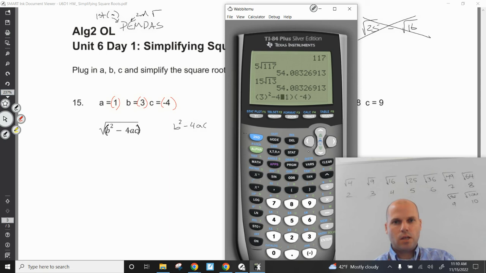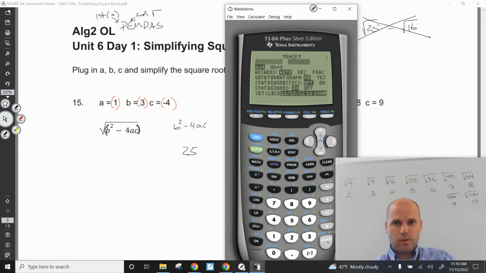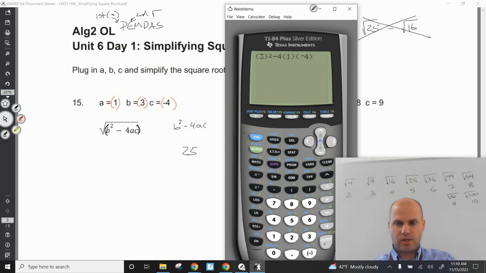Potentially, I'll show you something in a second, but we get 25 here. Now, potentially, guys, if you're in this mode, in like a classic mode, or if you have an older calculator, I want to see if we get 25 here. So b squared minus 4 times a times c. I'm hoping that we still have order of operations in our calculator here.